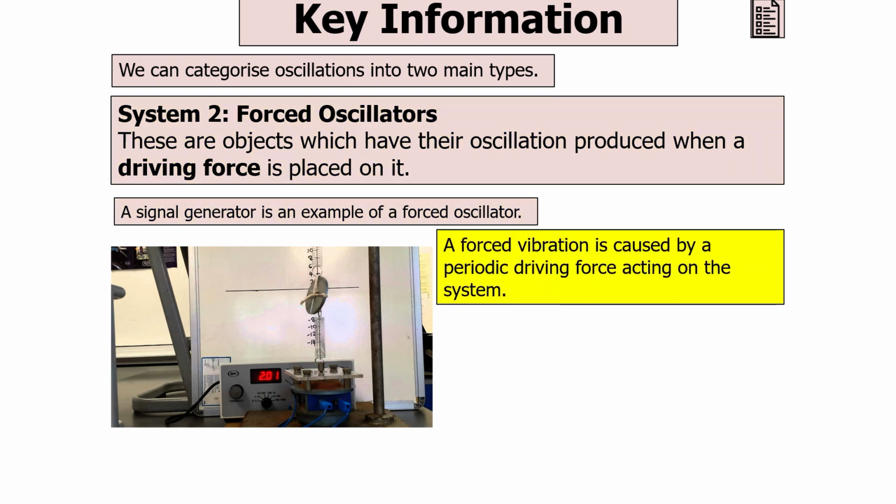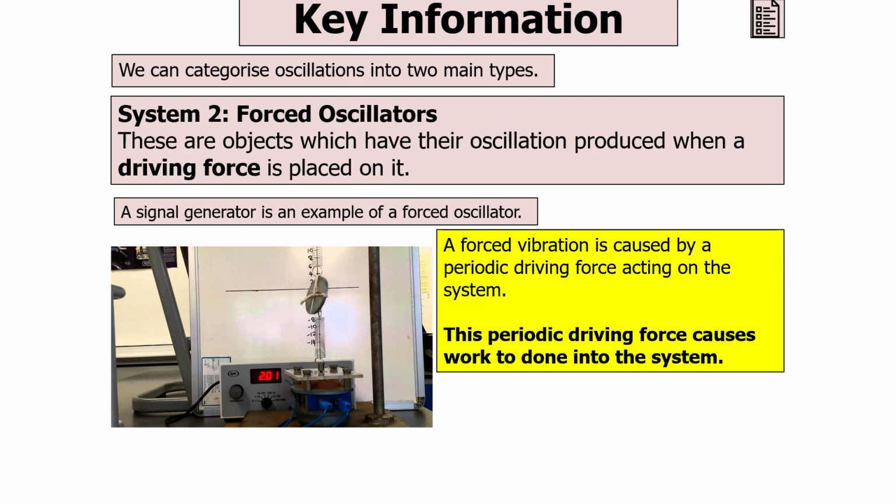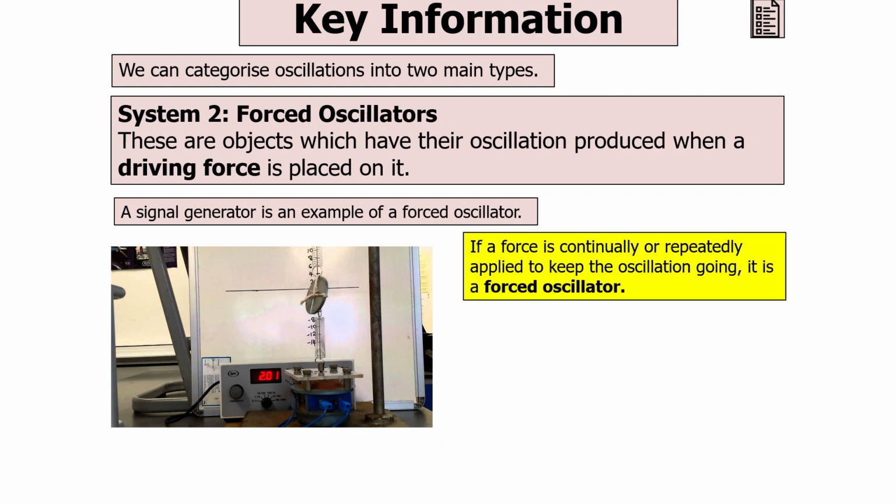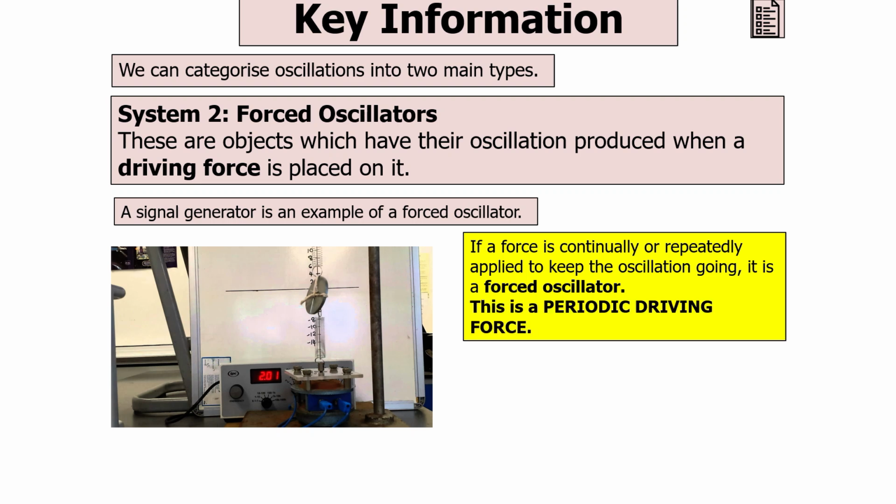A forced vibration is caused by a periodic driving force acting on the system. This periodic driving force causes work to be done on the system. So these are systems which always need a force to cause them to oscillate. These systems need to be driven constantly to cause them to oscillate back and forth. The force causing this movement is called the driving force. So if a force is continually or repeatedly applied to keep the oscillation going, it is what we call a forced oscillator. So we know that there must be a periodic driving force.